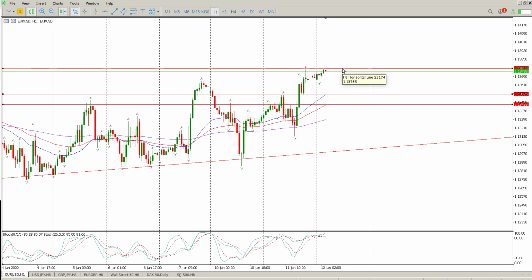I'm still not convinced. We need to wait for the data today and see what's going to happen. This may just be drifting sideways to up until the data comes out, and then we plummet again. So just hang on for the data, and then we'll see what happens there.